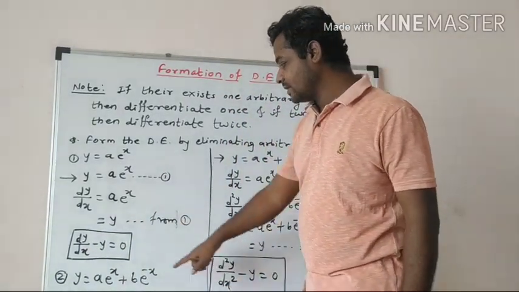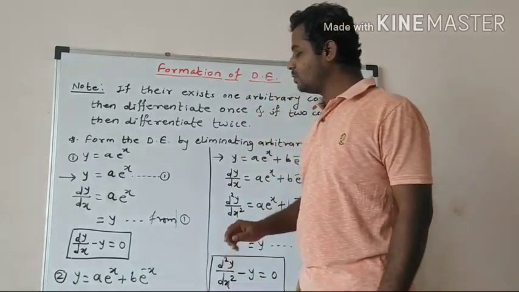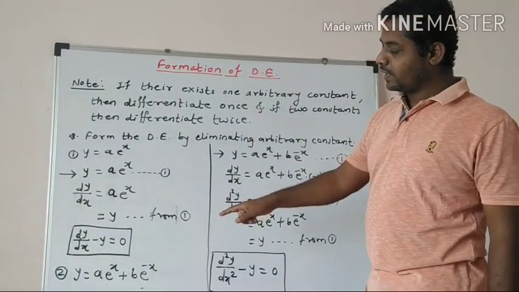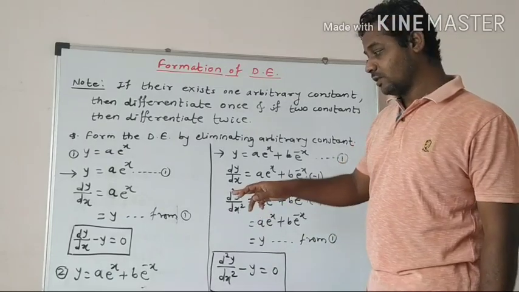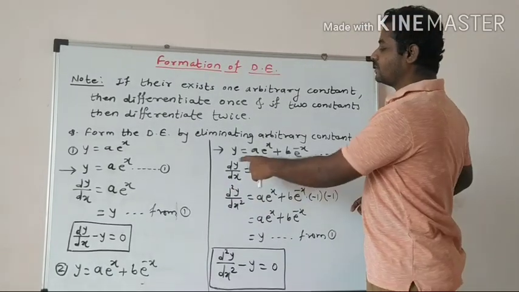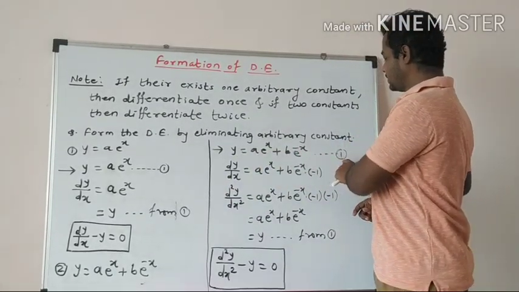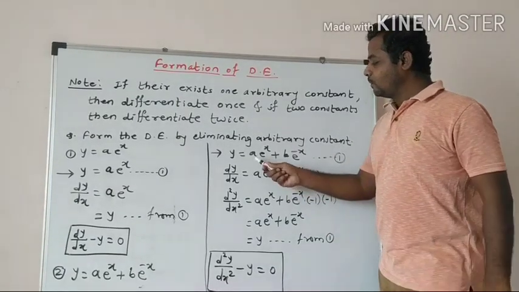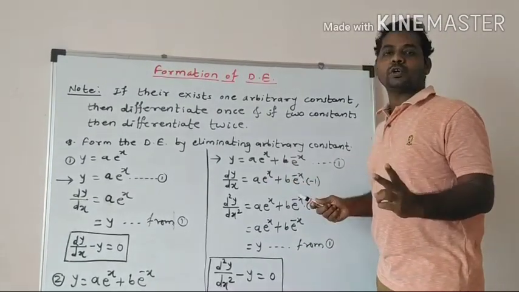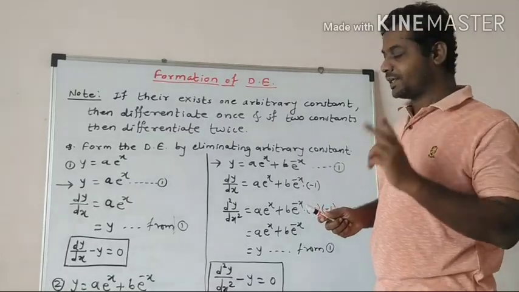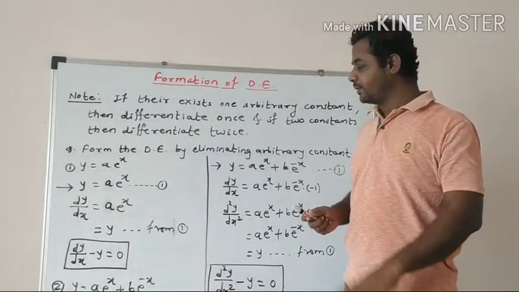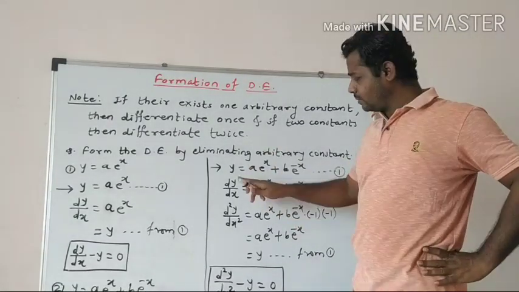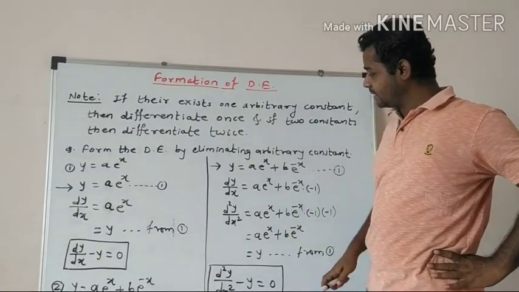Now the second one is y is equal to a into e raised to x plus b into e raised to minus x. Now we are going to form the differential equation of that equation. First of all we treat the given equation as equation number 1. Look here, a and b, two constants are there, so we differentiate twice. Two constants, so differentiate two times. So the first derivative of y is dy by dx.